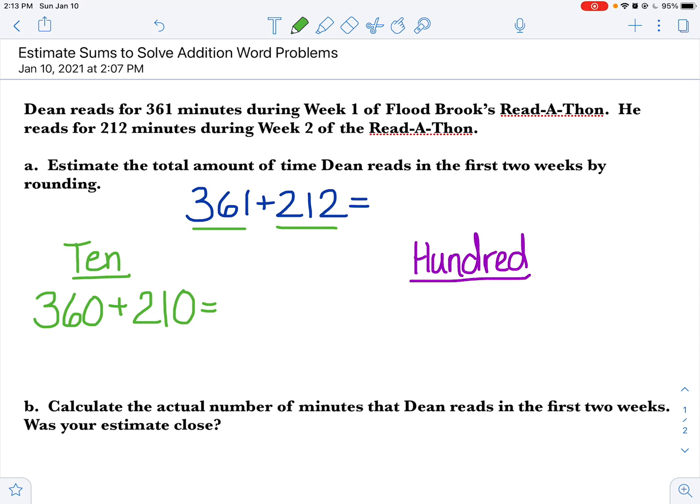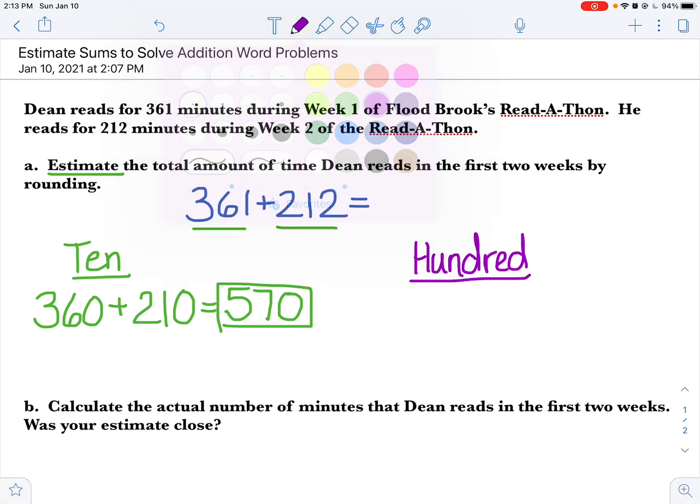Now I'm just going to go ahead and add both of my rounded numbers to get my estimate. And I know that I can add my 300 and my 200, that gives me 500. My 60 and my 10 gives me 70, and I have no ones. So my estimate for how many minutes Dean read in the 2 weeks is 570 minutes. Remember, this isn't an exact answer here. This is an estimate. It's close.